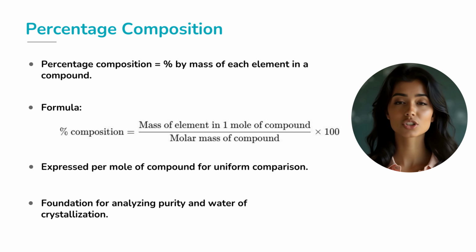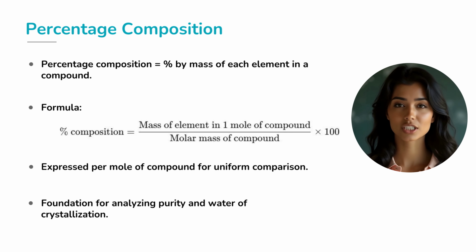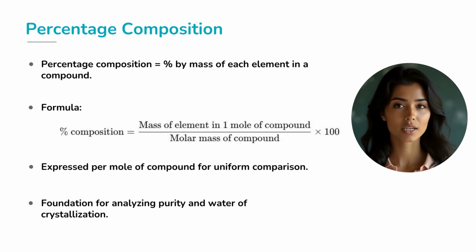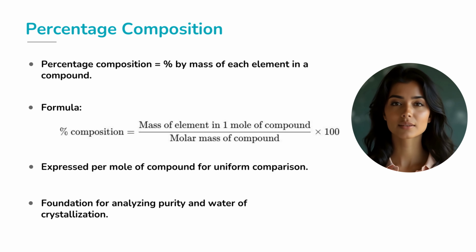Let's explore. We calculate percentage composition using a simple but powerful formula: mass of the element in 1 mole of the compound, divided by the molar mass of the compound, then multiplied by 100. It's like weighing the contribution of each team player in a cricket match scorecard. And remember, this method is the stepping stone to finding empirical and molecular formulas, so it's super important. Think of it as the chemical accountant's job, balancing the books of atoms and their masses.